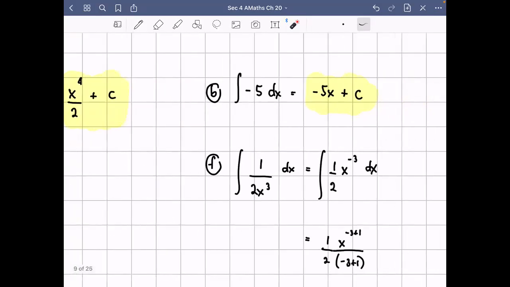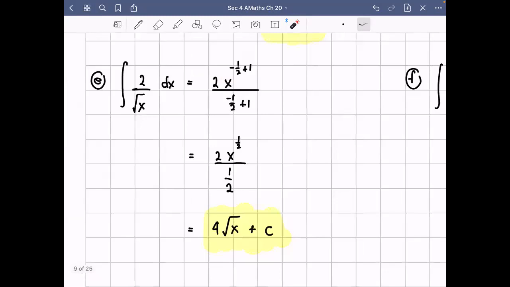And then for letter B, the antiderivative of -5 is just equal to -5x plus c. You just add x and then plus c. Okay. And then for letter E, now I know some of you got stuck here on letter E. So what is the antiderivative of 2 over root of x?